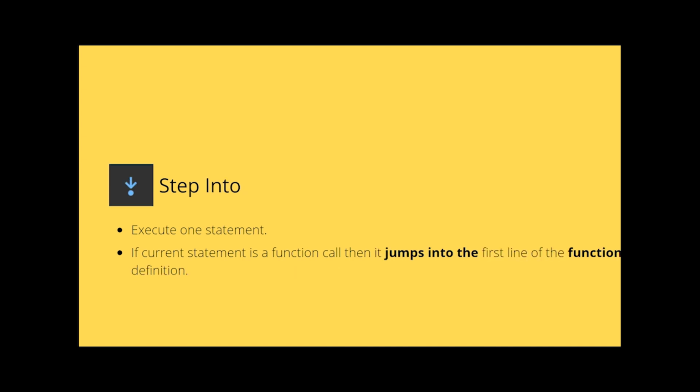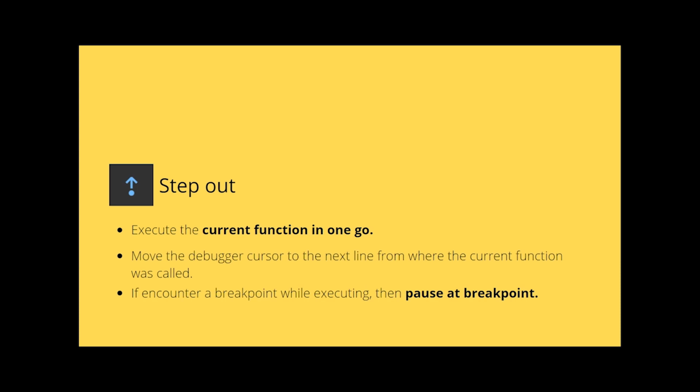Step into does the same thing, but the only difference is if the current statement is a function call, then instead of executing it at once, it will jump into the first line of the function definition. Step out executes the current function in one go and moves the debugger cursor to the next line from where the current function was called. And also, if it encounters a breakpoint while executing, then it pauses at the breakpoint for sure.